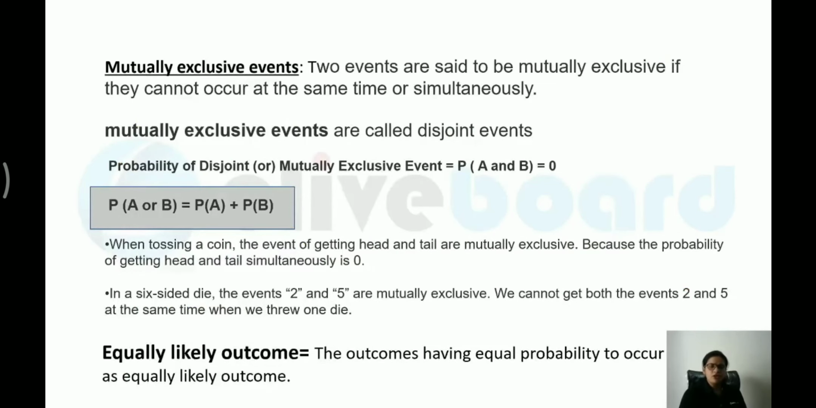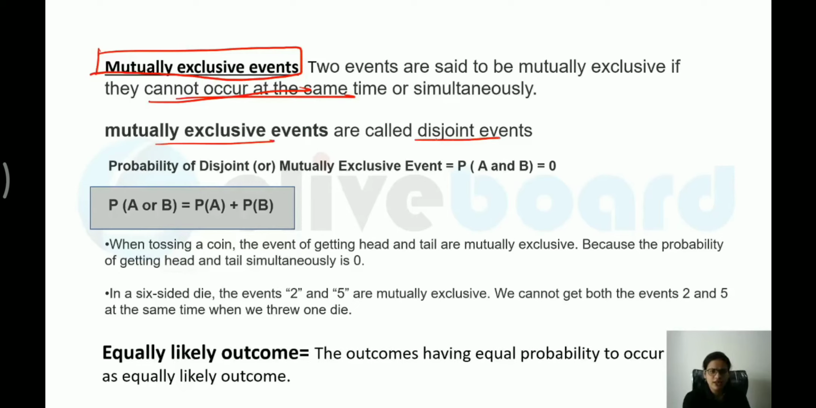Now there are 2 more definitions which have been asked in your exam in a few years. So you should know that one is mutually exclusive event. What is the meaning of mutually exclusive event? Please understand this. When you are doing any event, when two of the things cannot occur simultaneously, that is called mutually exclusive. Let me give you an example. They are also called disjoint events.